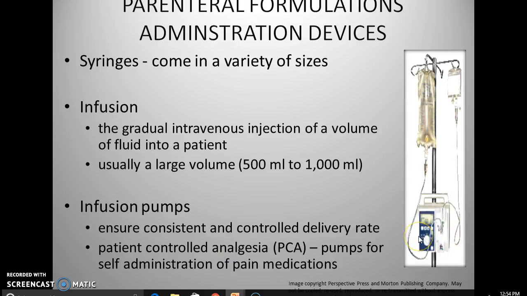Okay, so administration devices that are dependent on gravity flows have been shown to have a variable delivery rate. To ensure a constant delivery rate, controlled infusion pumps are used. Infusion pumps controlled by patients are called PCA or patient-controlled infusion pumps. All right, and so these particular pumps are pre-programmed, and they allow for a constant flow of volume into the patient.